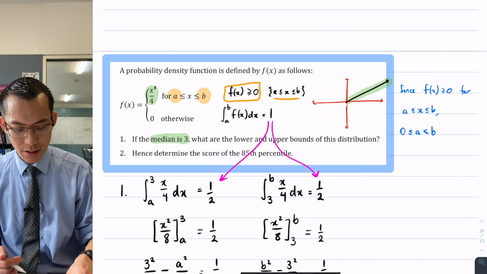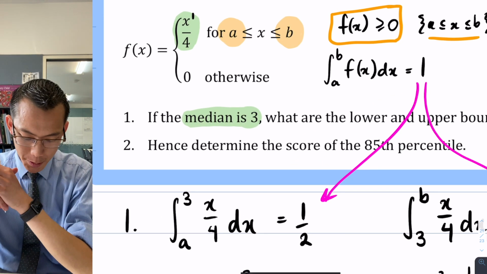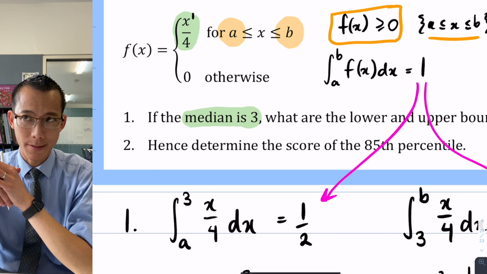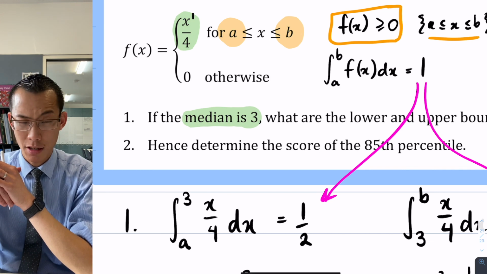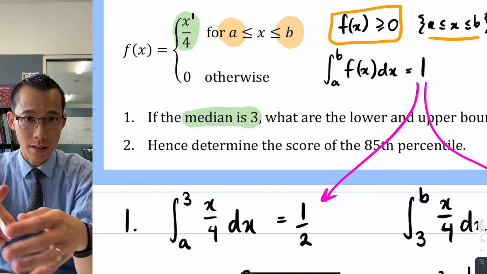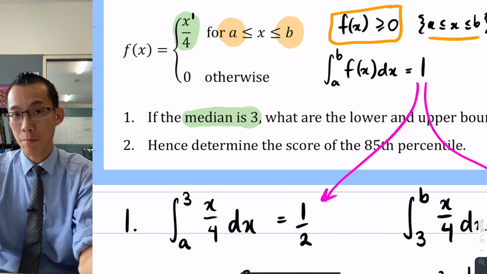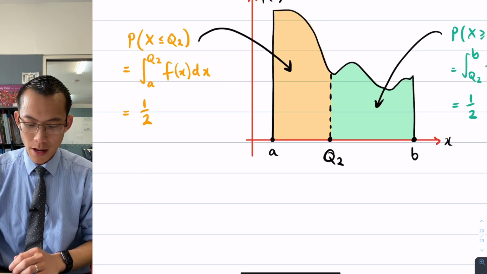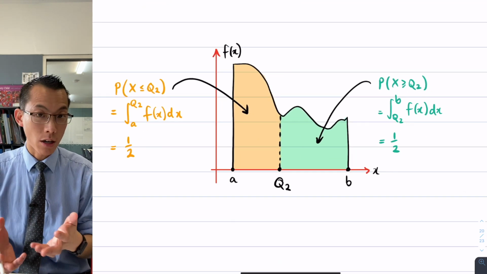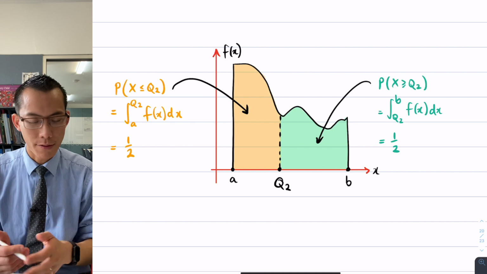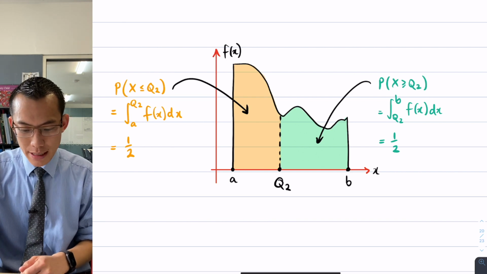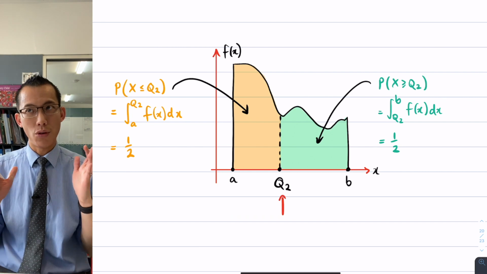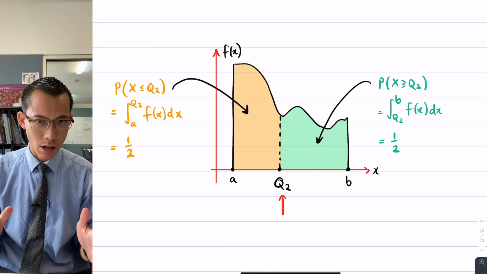What's this next question say? It says, hence, determine the score of the 85th percentile. Okay, so we need to think about this for a second because we've talked about medians for a little bit, and we've heard of percentiles before, but we haven't really talked about them recently, right? So let's think about what is a quartile, or what is a median, for example, right? It is that particular score right here that divides up your data set into two equal chunks, right?